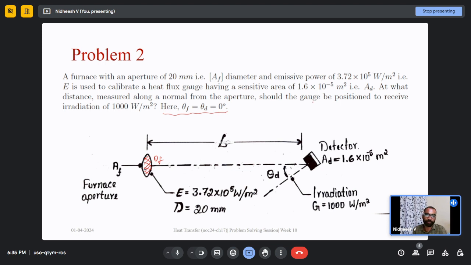The problem is we need to find out at what distance this detector should be placed so that the radiation received by this detector is equal to 1000 watts per meter square. That is the problem statement. Let me know if it is clear.